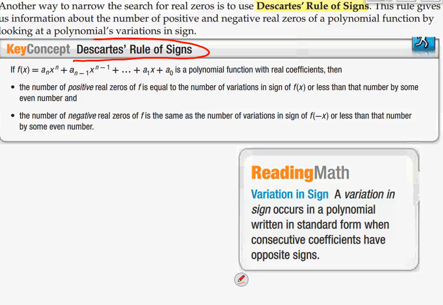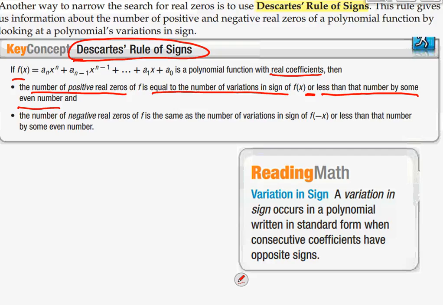So Descartes' rule of signs says this: if f of x is a sub n x to the n plus a sub n minus 1 x to the n minus 1 plus dot dot dot plus a sub 1 x plus a sub 0 is a polynomial function with real coefficients. Actually, you want to know that because that is important down your road. Then the number of positive real roots is equal to the number of variations of sign or less than that by some even number.